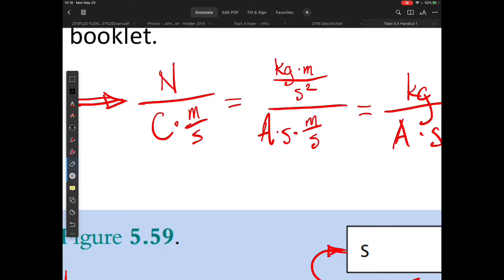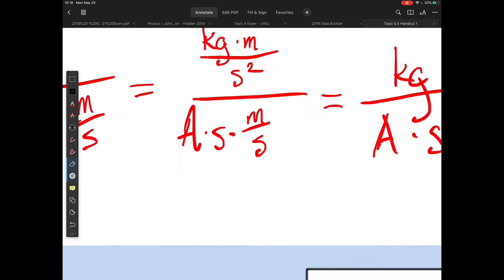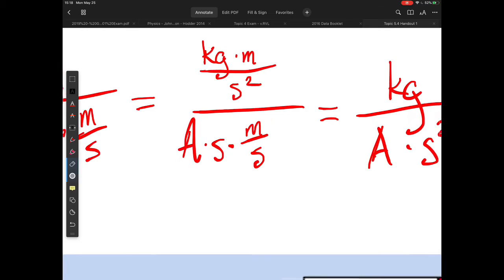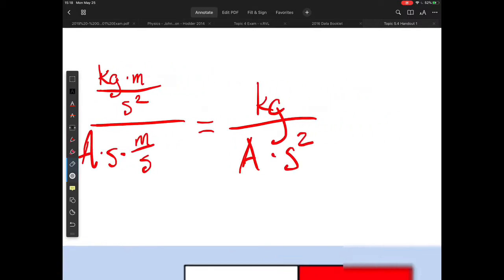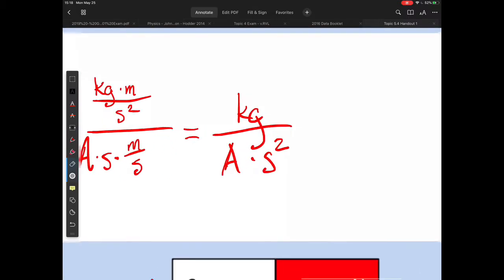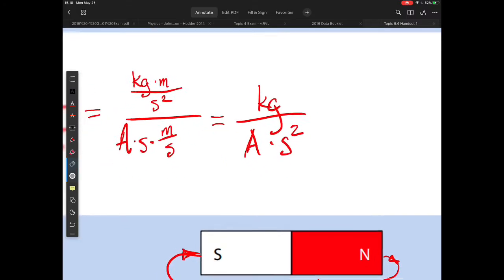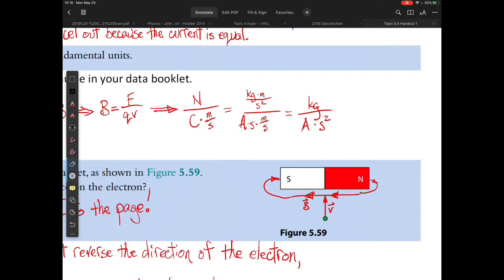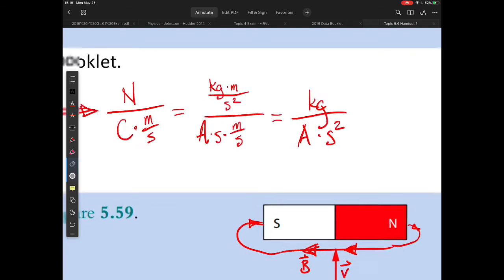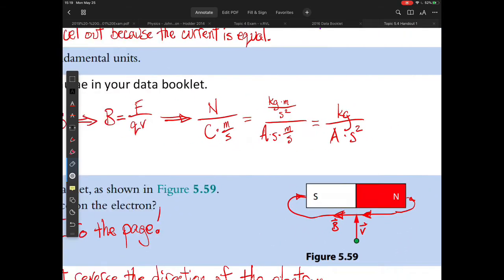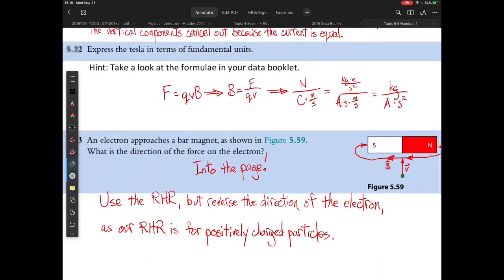We can convert newtons to kilogram meters per second squared, and we can convert coulombs to ampere seconds, and that gives us this value, which we can then simplify to the final form, kilograms per ampere second squared. There are all kinds of ways algebraically you could break this down, but this is the way I did it. You may have taken a different route, and that would be fine.